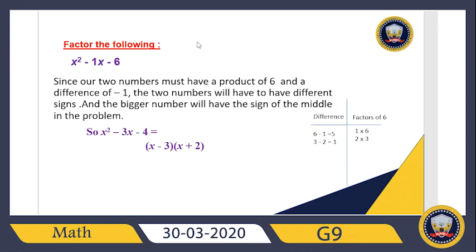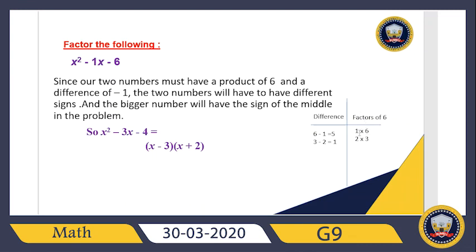Same process: I will go to my rough paper and draw a table. Then I will write down all the factors of the third term, which is 6. I will write down all the numbers which, multiplied together, give me 6. Here 1 times 6 and 2 times 3. Is there any other two numbers which, multiplied together, give 6? No. So I write all the factors of 6 in my right column of the table.